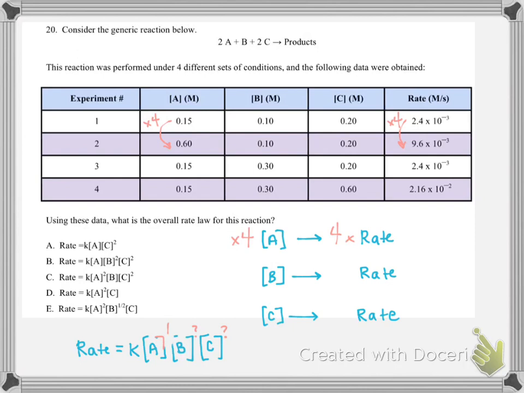For B, then, we can compare experiment 1 and experiment 3, because it changes concentrations, but the other things stay the same. And we triple it. And when we do that, the rate stays the same. So we triple B, and the rate stays the same. So B is having zero impact on the rate. So it's zero order.